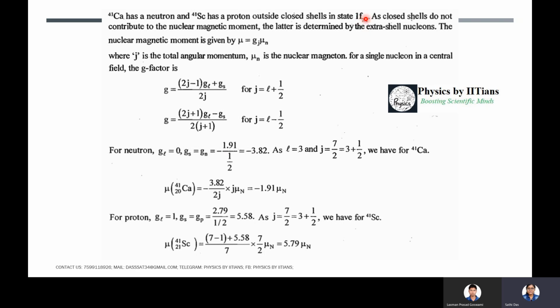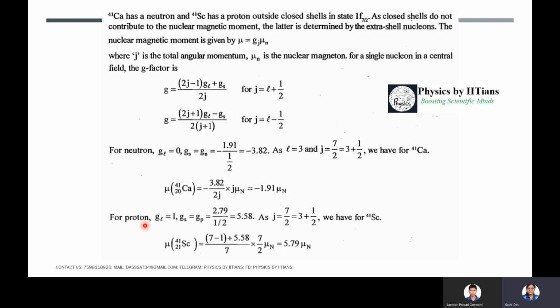Because look here, this is 1F7 by 2 state. Now J equals 7 by 2 and L equals 3 because it is an F term. So 3 plus half is the J value, that is L plus half is the J value, that is 7 by 2. So we have to apply this formula. Clear? So for calcium 41, mu of calcium 41 is minus 1.91 mu n. So first find out Gj and then calculate the mu value.